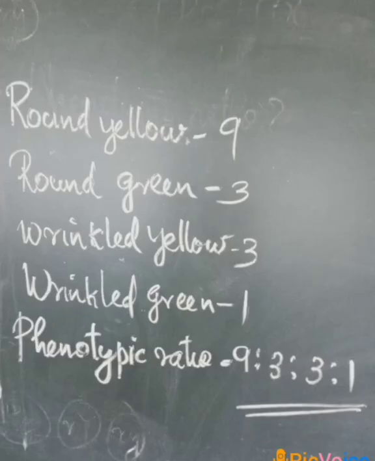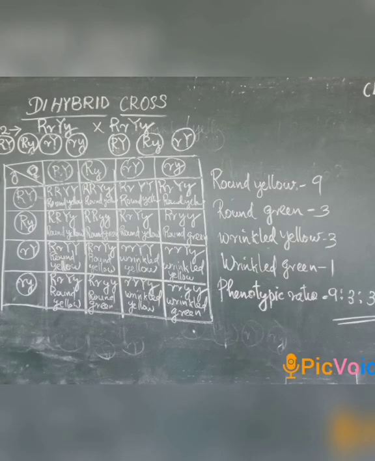Next you have to find out the phenotypic ratio for the dihybrid cross. How many round yellow plants are produced? 9. Then round green? 3. Wrinkled yellow? 3. Wrinkled green? 1. So the phenotypic ratio will be 9:3:3:1. In a dihybrid cross, you don't need to find out the genotypic ratio. So this is an important question. Practice well. Okay. Our last topic is sex determination.